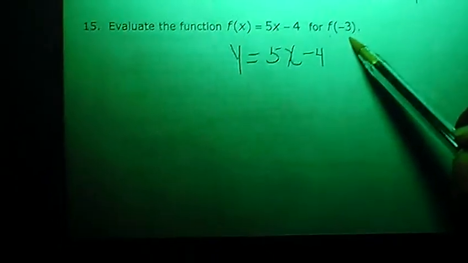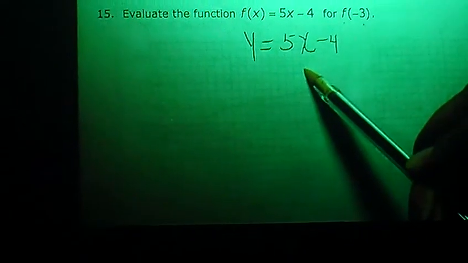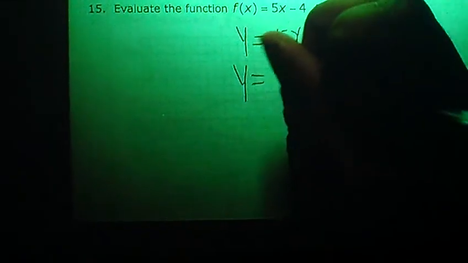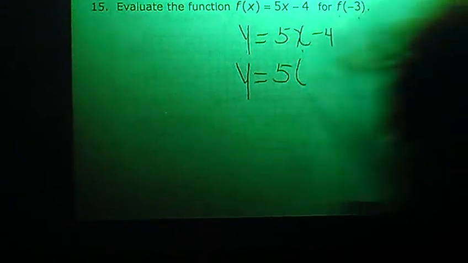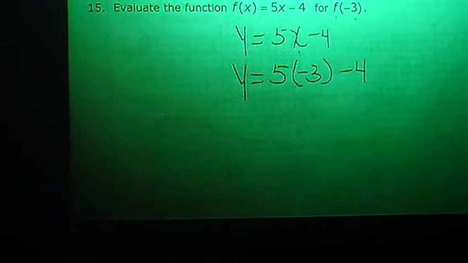So we will replace x with -3. Which letter is it, guys? It's x. That gives us y equals 5 times -3 minus 4.